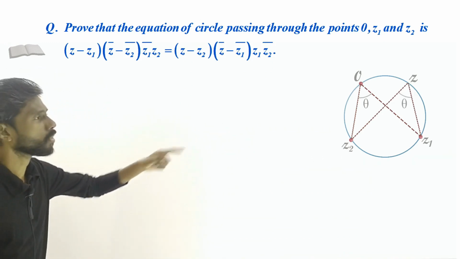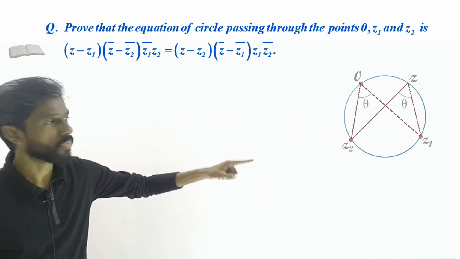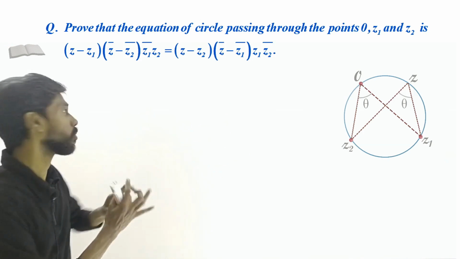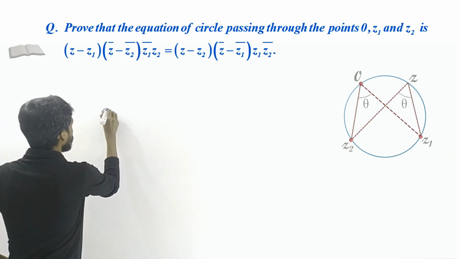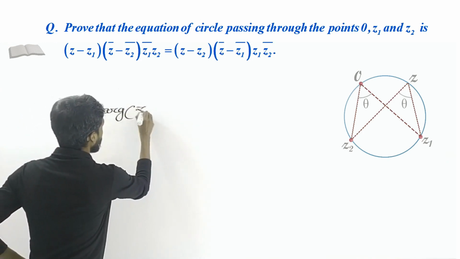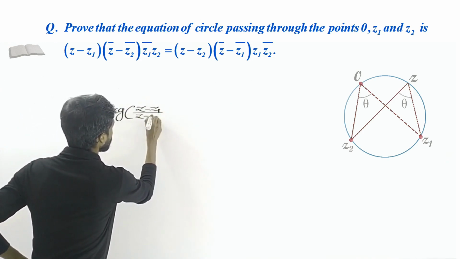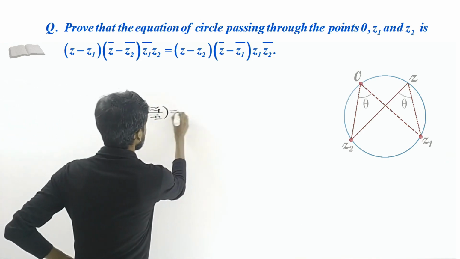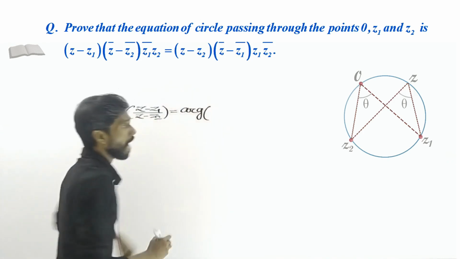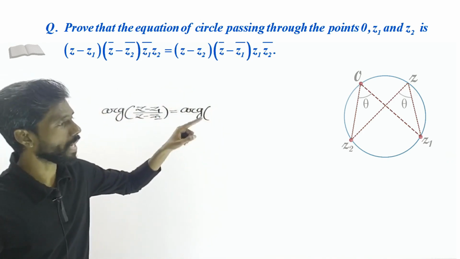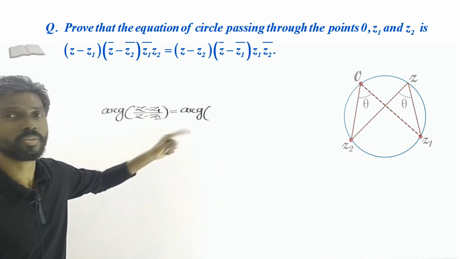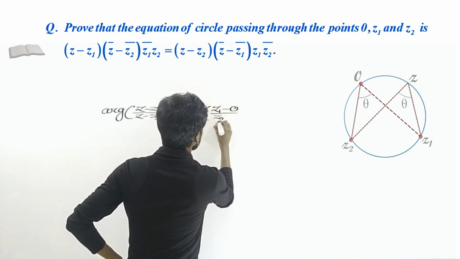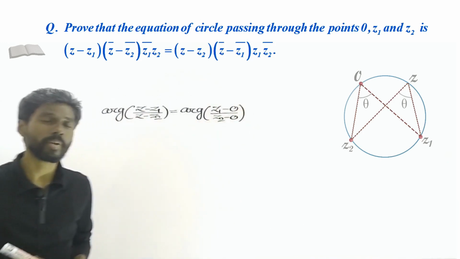So what is that angle? Z minus Z1 and Z minus Z2 are the line segments between which we have this angle theta. So that is the argument of Z minus Z1 divided by Z minus Z2. That is the angle theta. The same angle is subtended at the origin, 0. So that means 0 minus Z1, 0 minus Z2, or Z1 minus 0, Z2 minus 0: argument of Z1 minus 0 divided by Z2 minus 0. These 2 angles are equal because it is a circle.